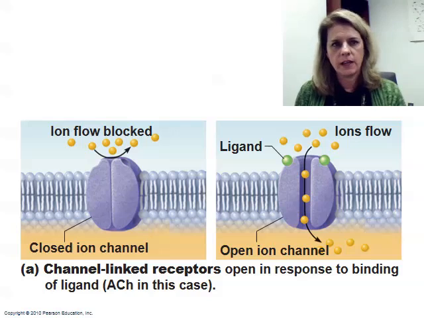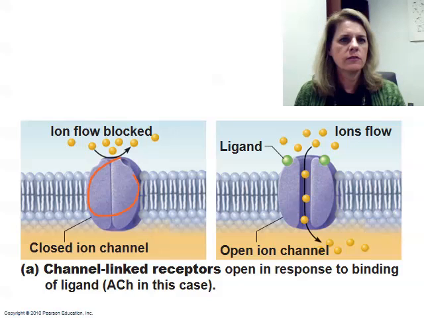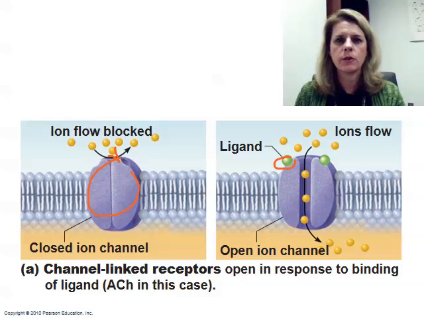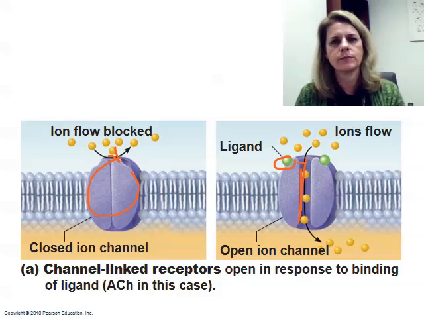So just, again, this is review. So here's your channel. Ions can't flow, they're blocked. If your ligand or neurotransmitter binds that receptor, it opens up the channel and now ions can flow. That's your direct action. Again, some of this is going to be review today, some of it's new.